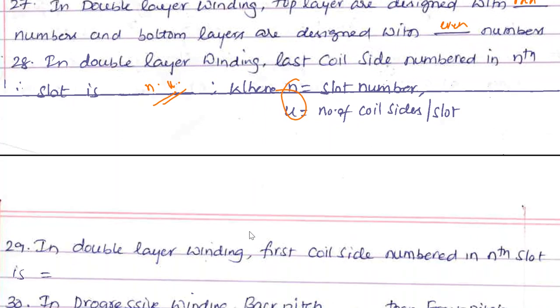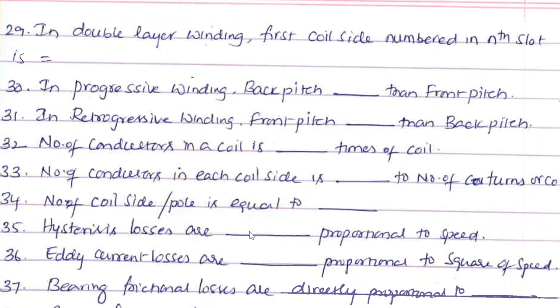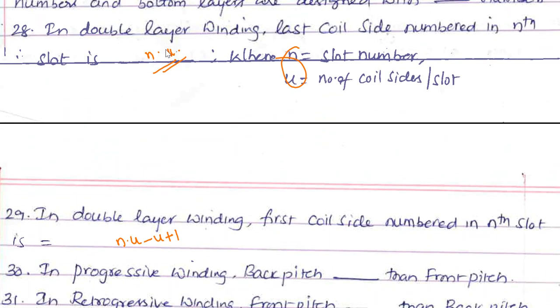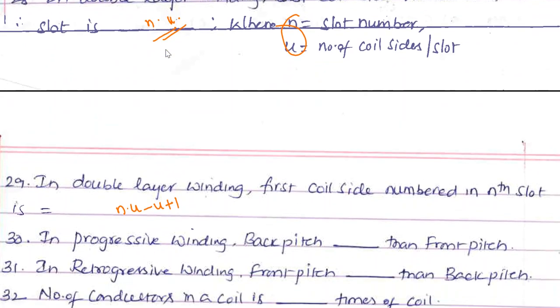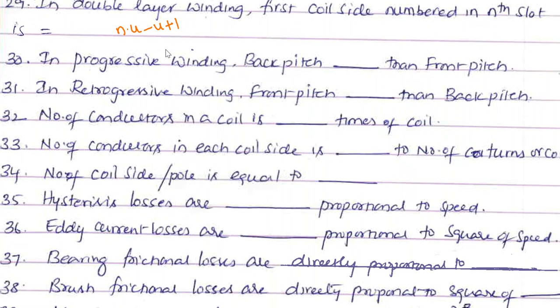Next question here, 29th question. In a double layer winding, the first coil side numbered in the nth slot is N into U minus U plus 1. So we have already discussed what N and U are here, where N is nothing but the slot number, and U is nothing but the number of coil sides per slot. Next one, in a progressive winding, the back pitch is dash than the front pitch, so it is more.